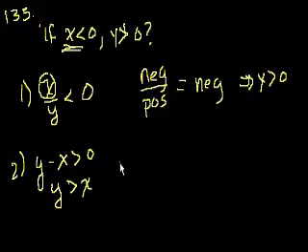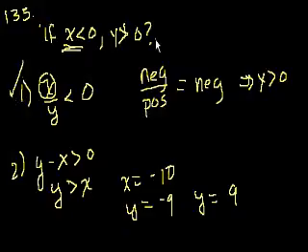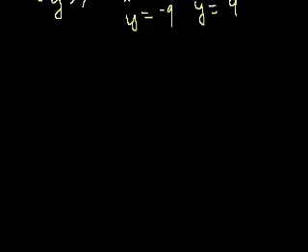X could be, maybe x is equal to minus 10 and y is equal to minus 9. So in this case, y wouldn't be greater than 0. Or maybe x is equal to minus 10 and y is equal to plus 9. Both of these would satisfy this condition. So we don't know. This doesn't tell us any information on whether y is greater than 0. So statement 1 alone is sufficient, and statement 2 doesn't do much for us.